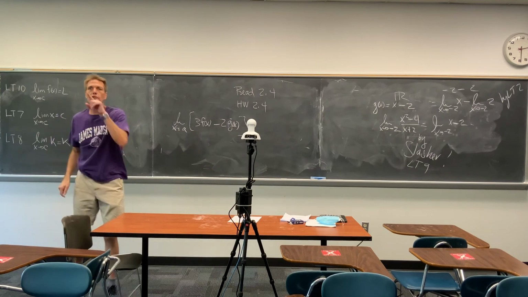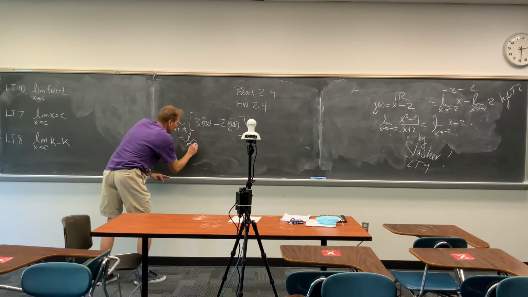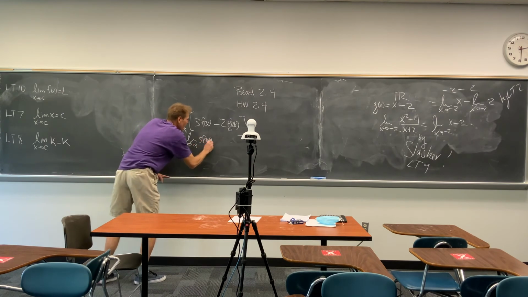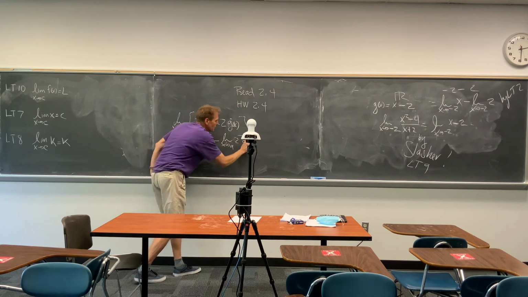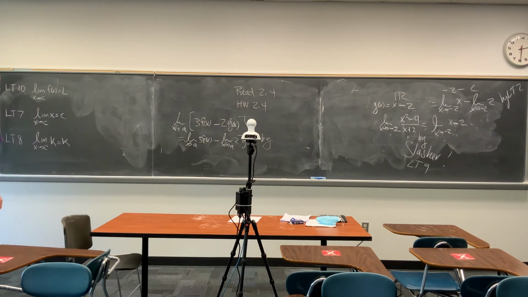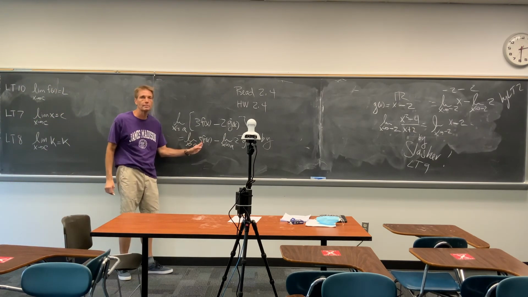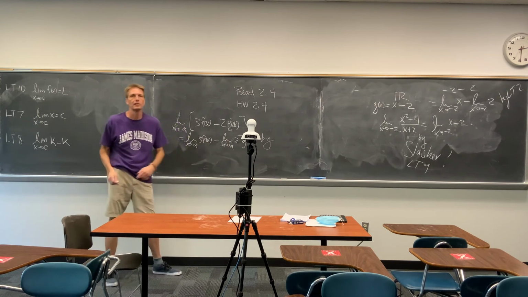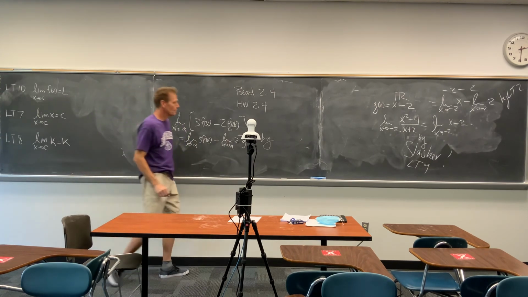I'm going to make a move and you guys are going to provide the limit tool. This is equal to the limit as x approaches a of 3 times f of x minus the limit as x approaches a of 2 times g of x. What limit tool have I used? You're like, Dr. Wynn, that looks like complete gibberish. What limit tool have I used? 2. By limit tool 2.